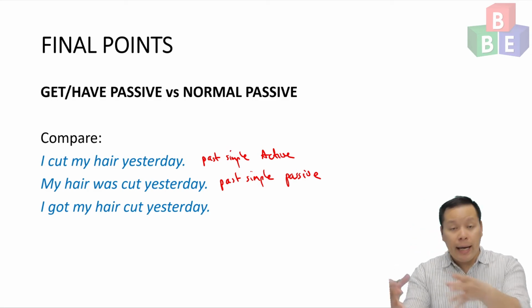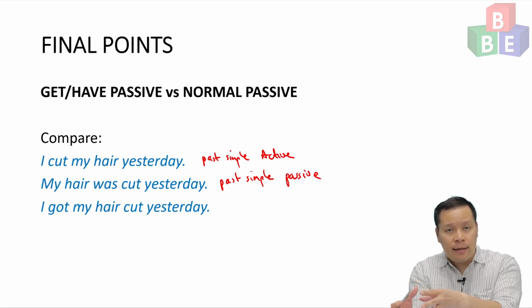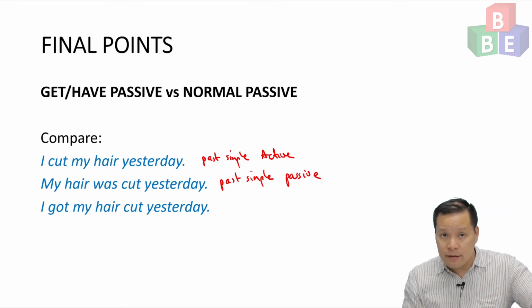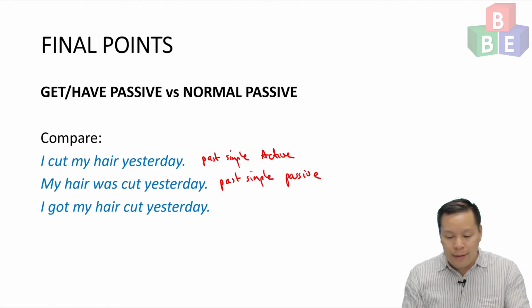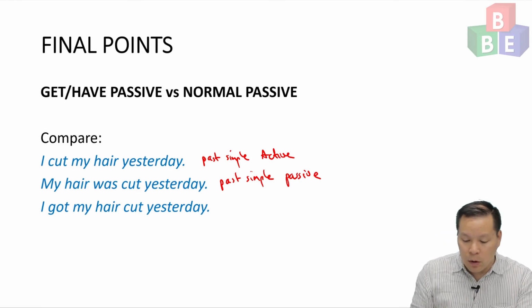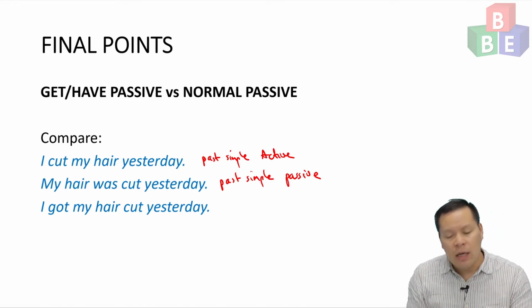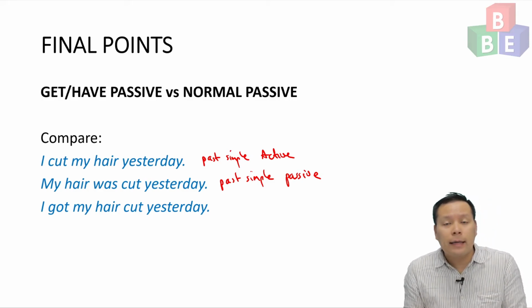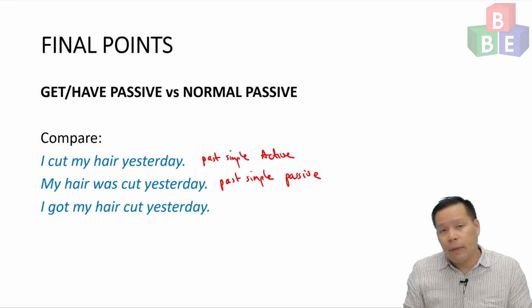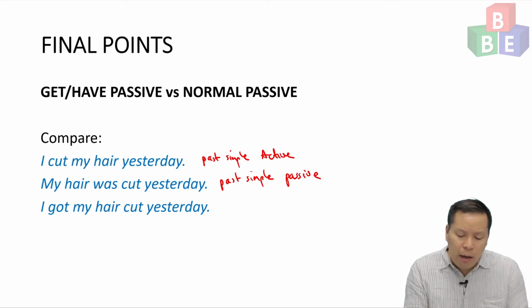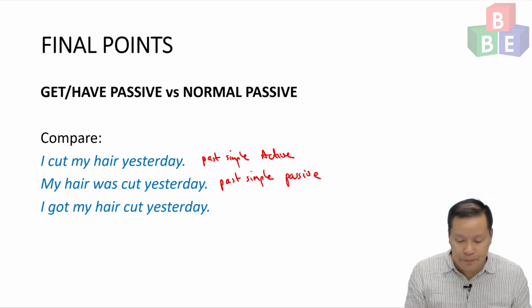So here, my hair was the object in the original sentence, and I've moved it into the subject position, and I followed the passive procedure. So my hair was cut yesterday. Here I've removed the people because I want to focus more on the action. Do I care who cut my hair? It's probably a hairdresser, but it could have been my friend or it could have been someone, but that's not important. That's why I'm using the passive in this case.